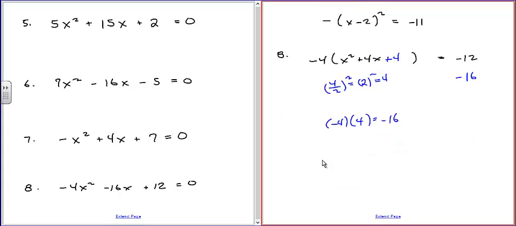So that's going to finally, the final answer is -4 times x, go to here, +2 squared is equal to -28.